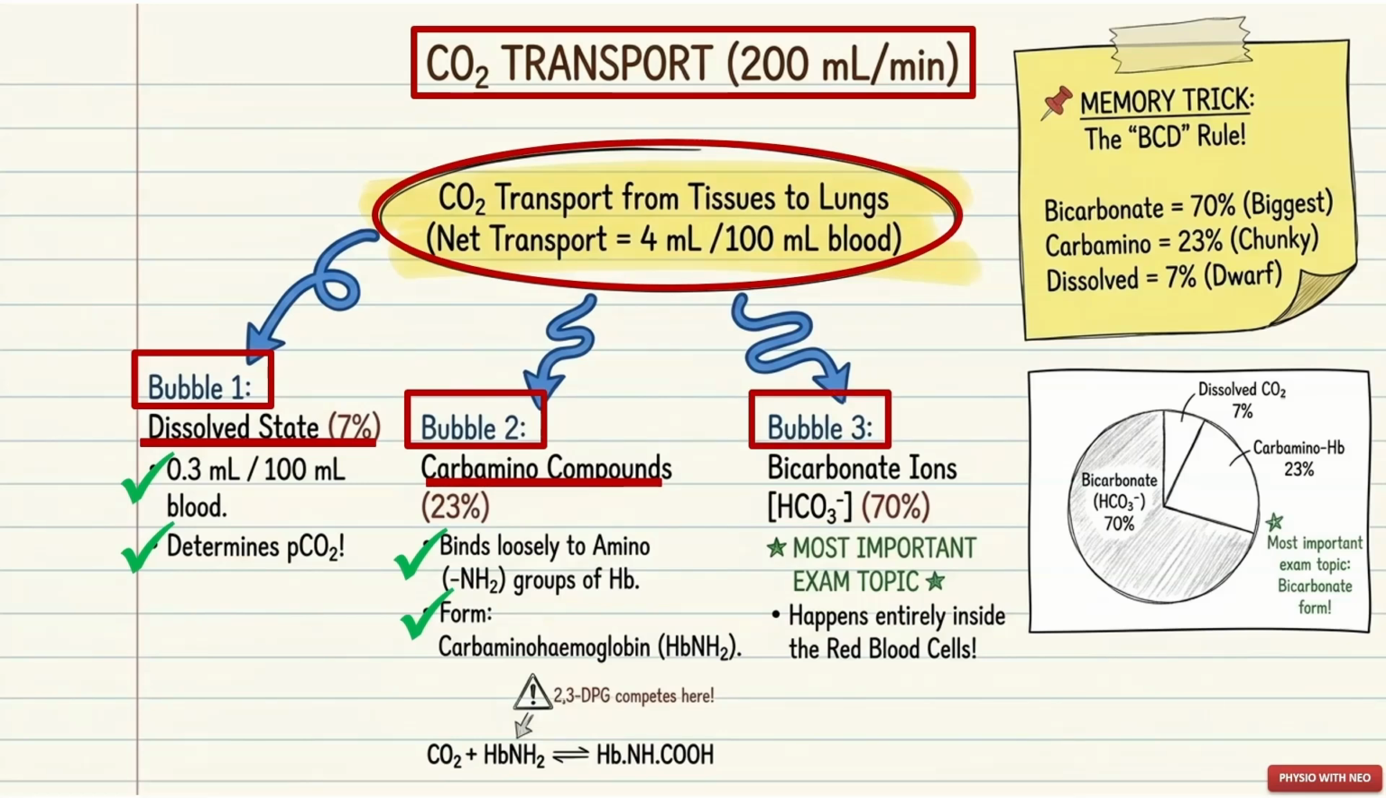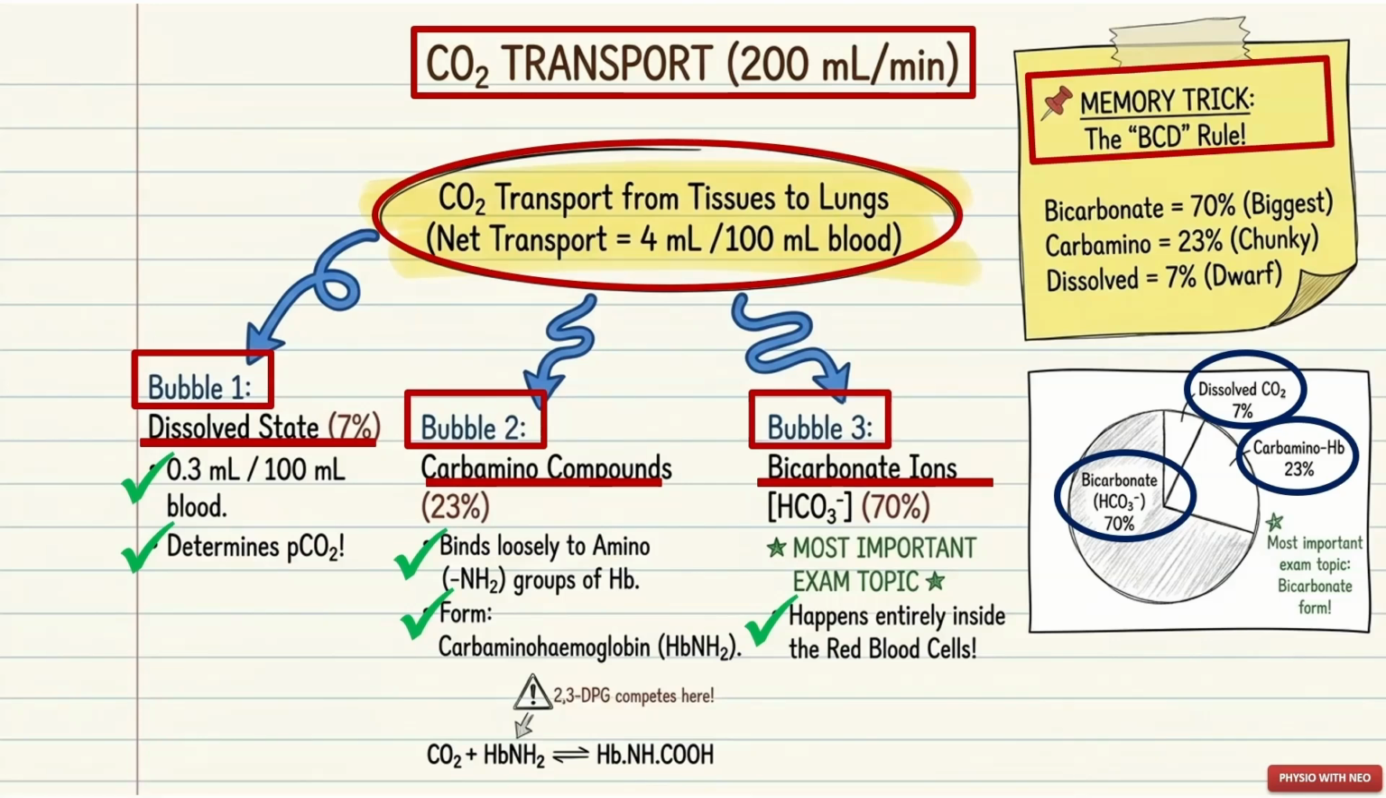And third form is bicarbonate form, about 70%. This happens entirely inside the red blood cells. So remember, dissolved form 7%, carbamino 23% and bicarbonate 70%. To memorize this, you can remember this BCD rule. Bicarbonate 70, carbamino 23 and dissolved 7%.